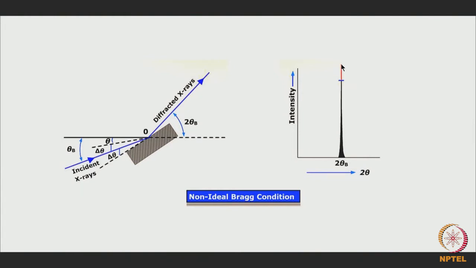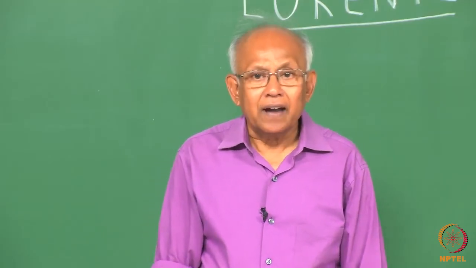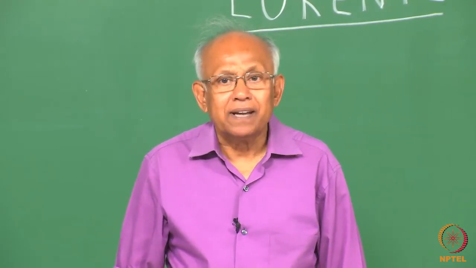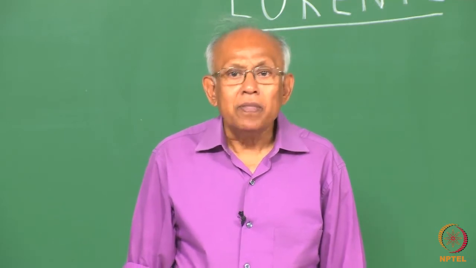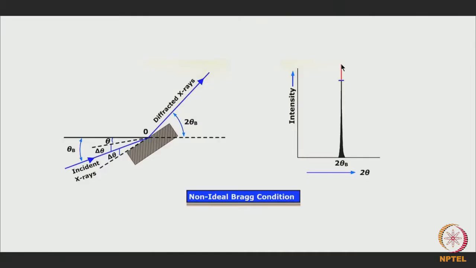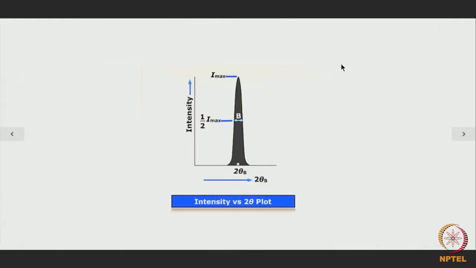So, we say that the maximum intensity which we get during diffraction will be mostly composed of the diffracted intensity under ideal Bragg condition plus a little bit extra due to diffracted intensity from non-ideal condition. If we go back to the previous figure, we see that the diffraction profile has got a shape like this. So, this is the maximum intensity. Now, if we come down to an intensity level which is half of I max, the breadth of the diffraction profile B is a very important parameter.